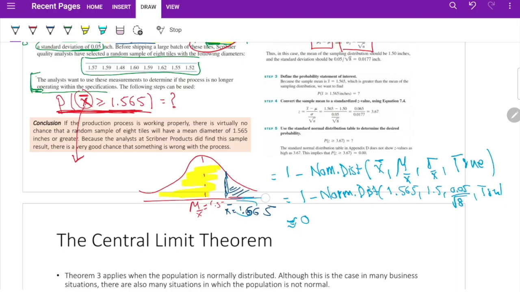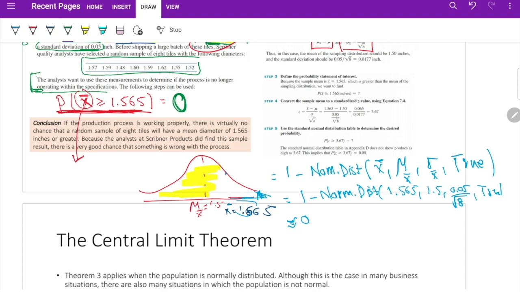It means that this number is just going to be somewhere here, basically, not here, not here. It's going to be somewhere here. So let me delete all of this. So the area on the right-hand side of this is 0. But what is the conclusion? So there's no chance that a random sample of 8 tiles will have a mean diameter of 1.565. The chance is 0. Getting a tile greater than or equal to this number is going to be 0 within these specifications.